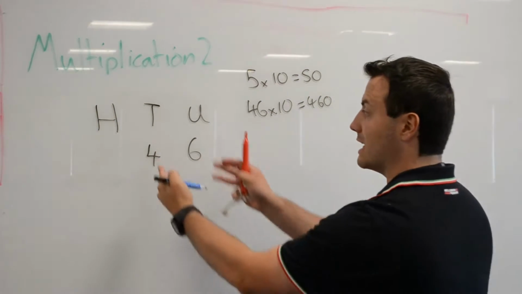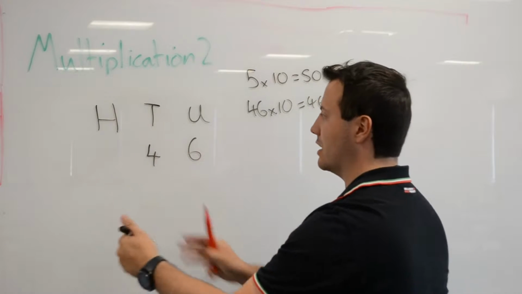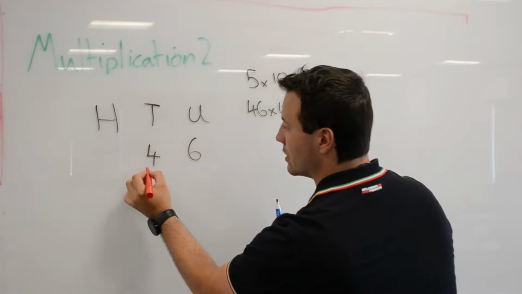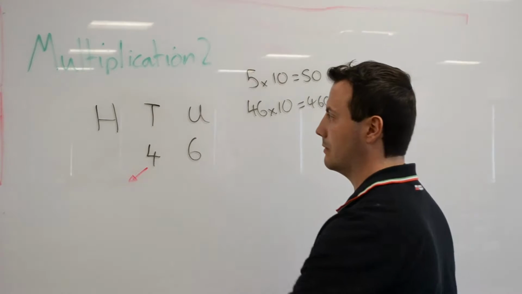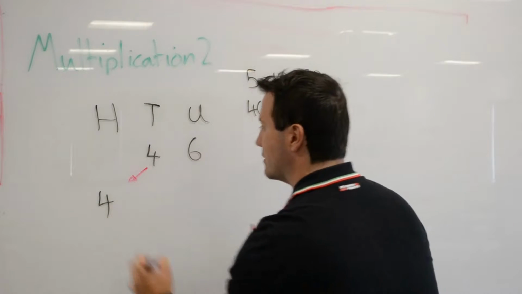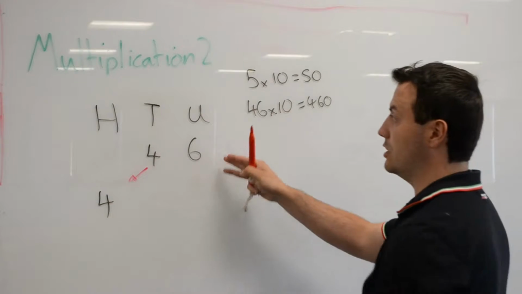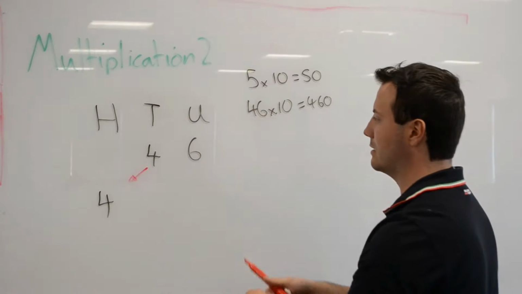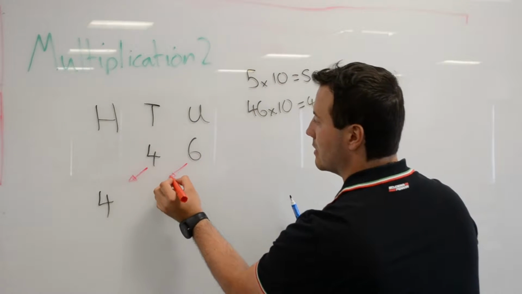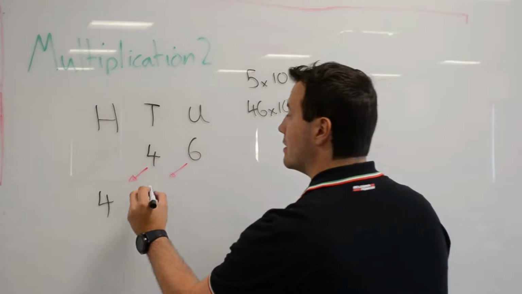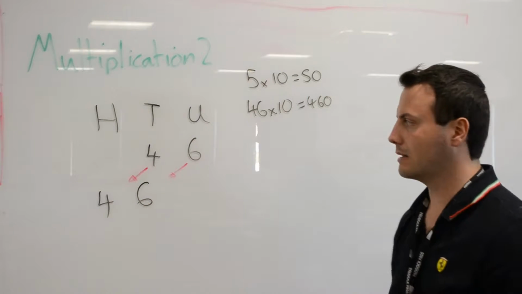So what happens is our tens column gets shifted into the hundreds. So that 4 is going to move diagonally down. So we're going to have 400. Same again with the units. The unit is also going to be multiplied by 10. That's going to be shifted across. And now we have 6 tens, or 60.